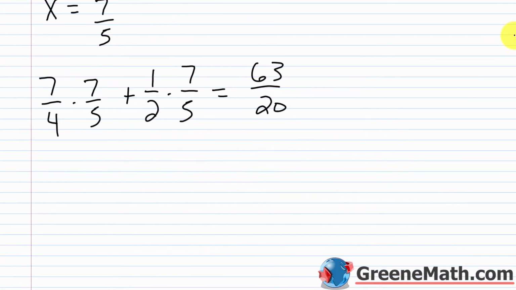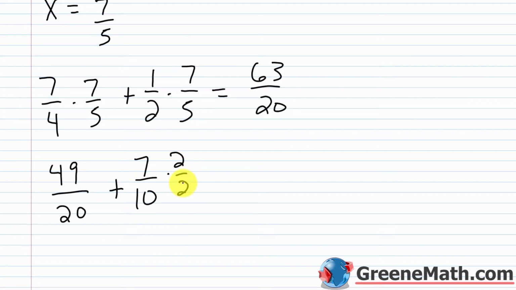All right. So over here, nothing I can cross cancel. So 7 times 7 is 49. And 4 times 5 is 20. Plus, over here, nothing I can cross cancel. 1 times 7 is 7. Over 2 times 5, that's 10. Now, in order to add, I've got to have a common denominator. So I'm going to go ahead and just multiply this by 2 over 2. And this will be 14 over 20. 14 over 20. And this equals 63 over 20.